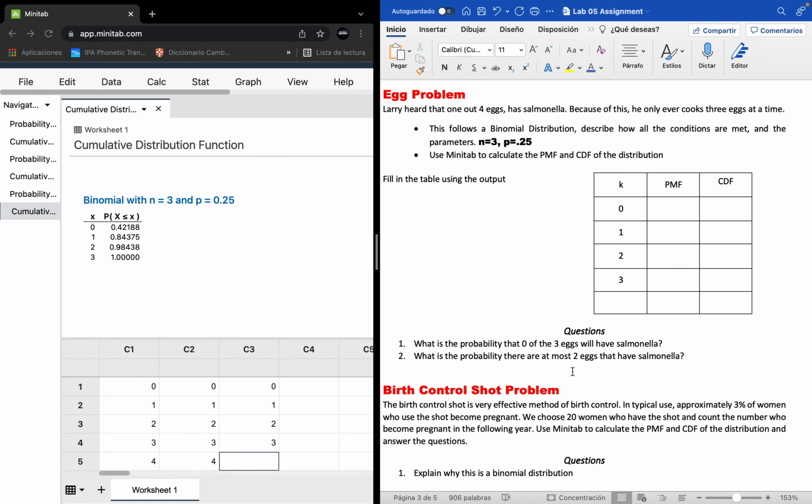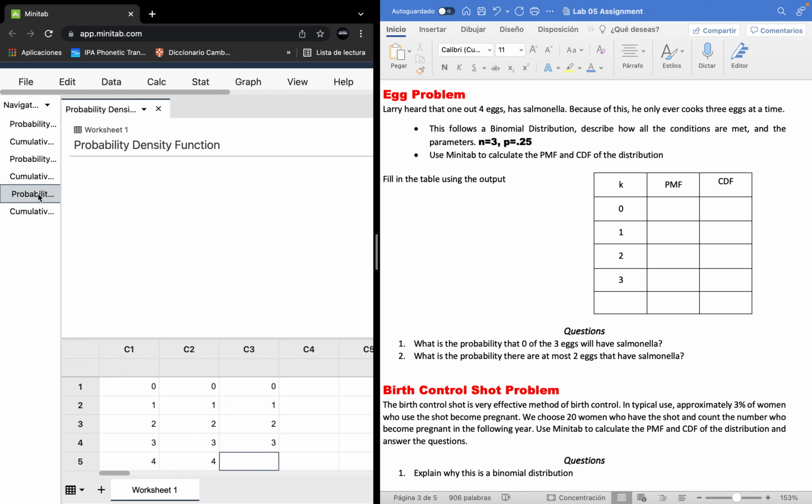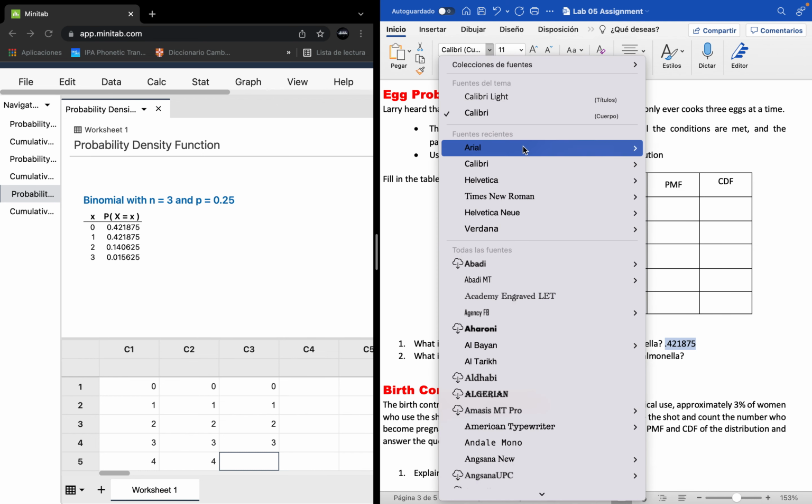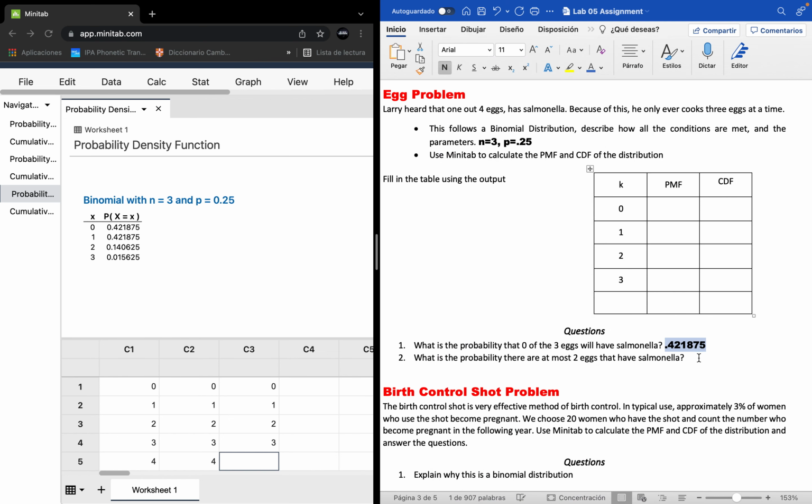Questions. What is the probability that 0 of the 3 eggs will have salmonella? Go to the probability density function, the PMF. Exactly 0.421875. There you have.